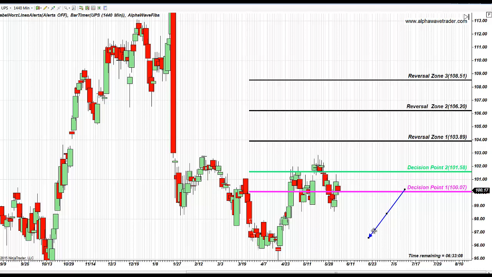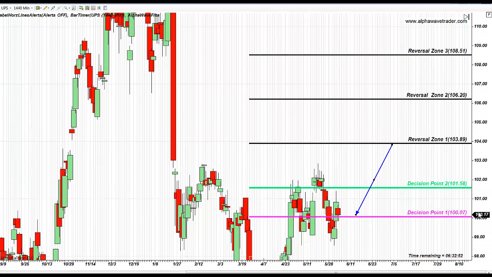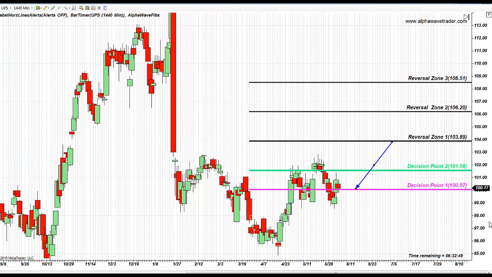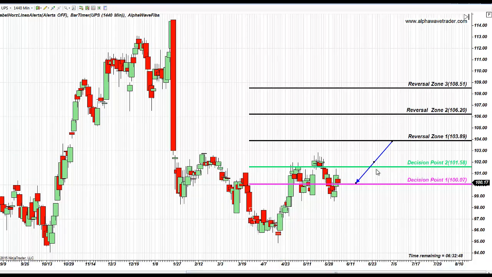97. UPS at 101.50. This level is broken. UPS will go higher to 103. This is not the place to enter into. You know the rules. Look to buy at 100. UPS already reached all the targets with buy from 96.